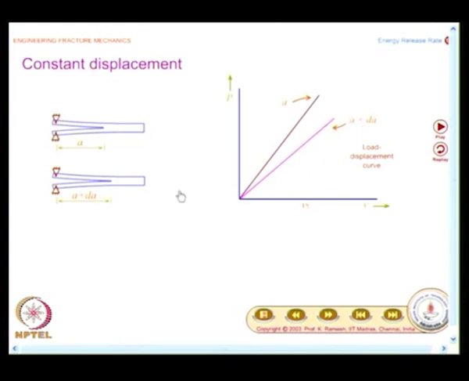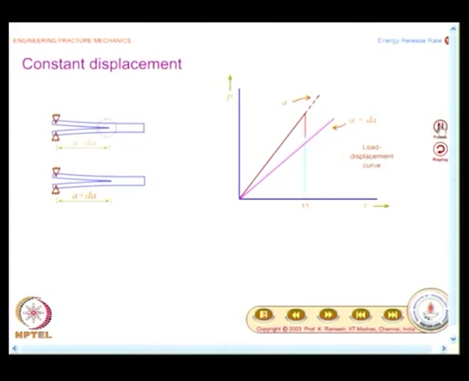Now what you observe is the load is sufficient for the crack to grow from A to A plus dA. When this happens, what will happen? The load will eventually decrease when the crack has advanced, because it is under constant displacement, it is a fixed grip. You have to understand this. So, I will move down from this graph to this vertically. Just observe the animation.